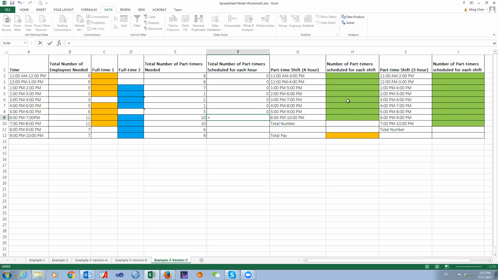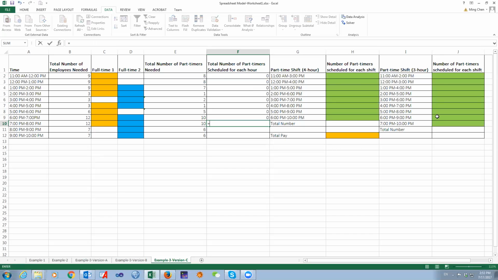Next one. So these are all the shifts that cover the period from 6 to 7.